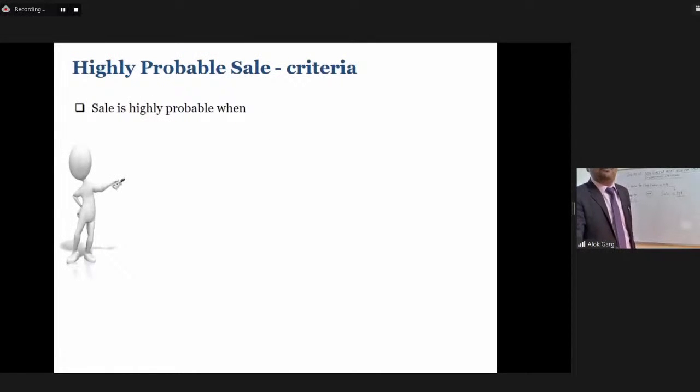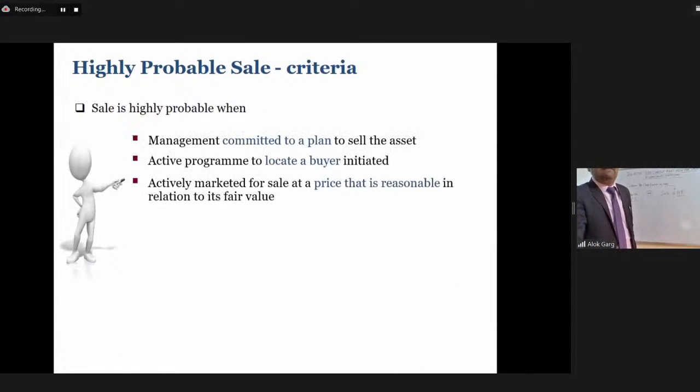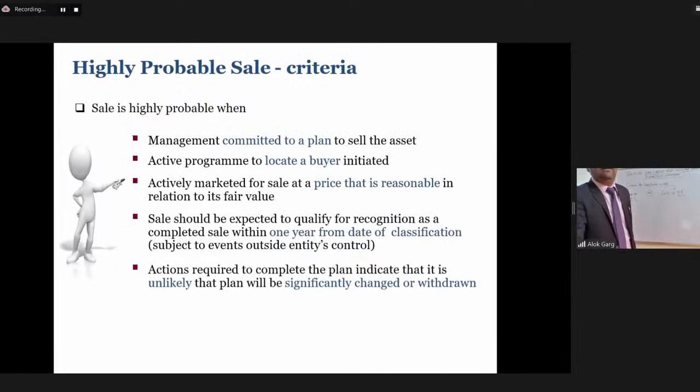When will sale be construed as highly probable? Sale will be construed as highly probable when 5 conditions are met. What are those 5 conditions?